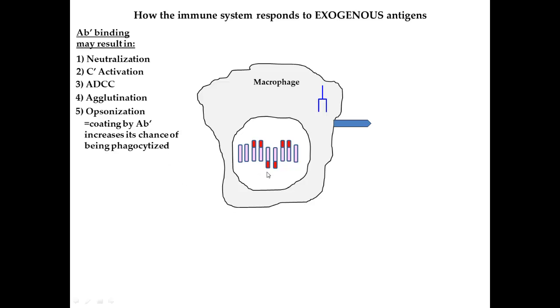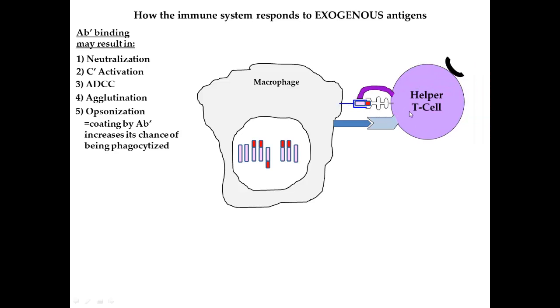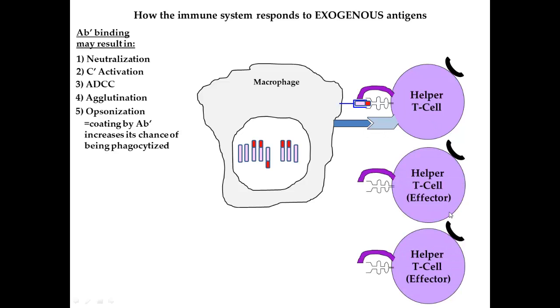But this is only the beginning. After this bacterial cell has been chopped up into a bunch of little tiny pieces, one of these fragments gets loaded up onto MHC2 and presented on the surface of the cell. So macrophages are showing this off to helper T cells. If this helper T cell has a T cell receptor that recognizes this antigen and also binds its receptor to the co-stimulatory molecule, it'll cause that helper T cell to become activated.